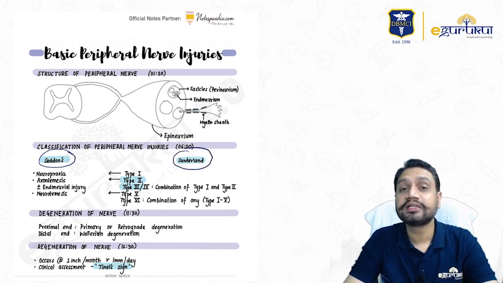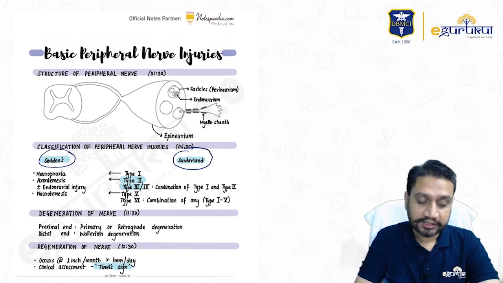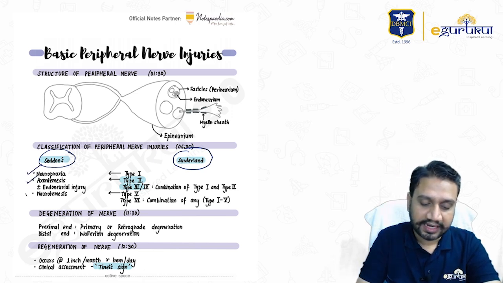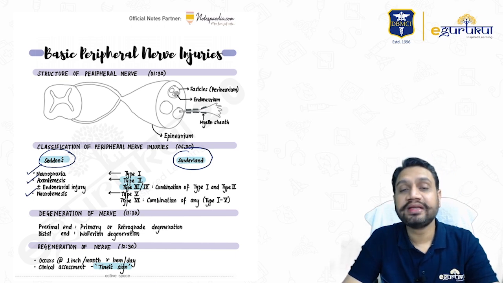So how did we divide the nerve injury as per Seddon's classification? Neuropraxia, axonotmesis and neurotmesis. Neuropraxia means a physiological conduction block for which the treatment is very, very simple. Just wait and watch and give the splint support. You just need to give the splint support. Once you give the splint, it is absolutely fine.